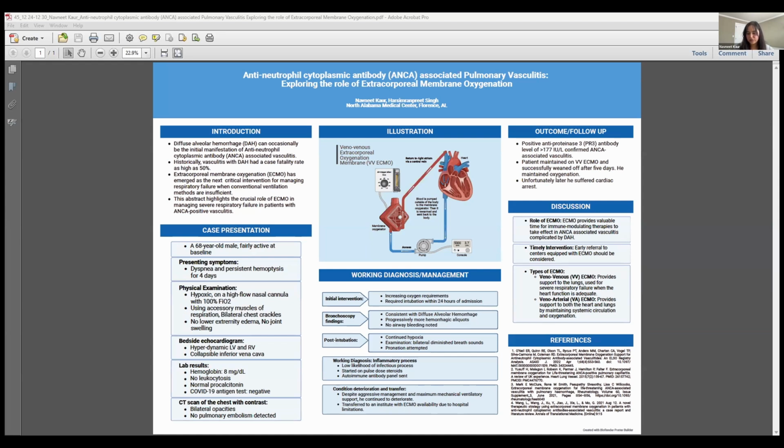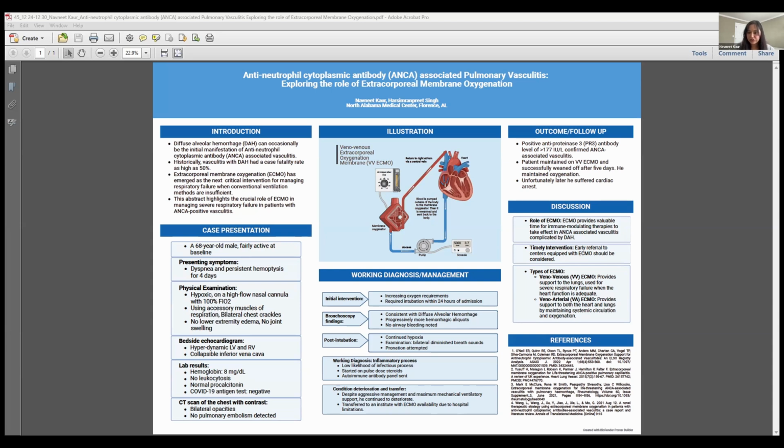The patient was successfully transferred. So what did we see on follow-up? On following up with the attending at the other hospital, we found out that the patient was maintained on VV ECMO for 5 days, and then he was successfully weaned off and maintained his oxygenation after that. By then the PR3, anti-proteinase 3 antibody panel was positive, and it was more than 177, which confirmed our diagnosis. Unfortunately, on the 6th or 7th day, the patient suffered a cardiac arrest and passed away.